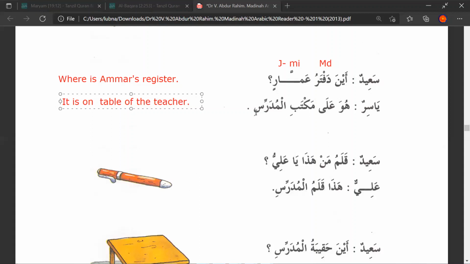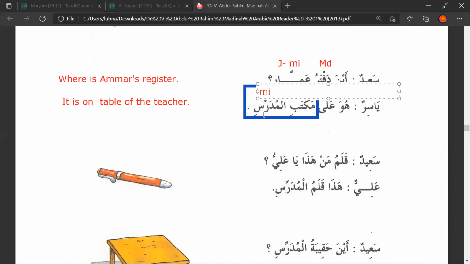Huwa ala maktabil mudarrisi. Is there an idafa combination here? Yeah, maktabil mudarrisi. MashaAllah, you identified it, but tell me which one is the owner. Mudarrisi is the mudaf ilayh. Yes. Why mudaf ilayh? Because it's jar status. Look, mudaf ilayh can take al, and it can be heavy or light. But this one is what? Mudaf. But mudaf can never be heavy and have alif lam.